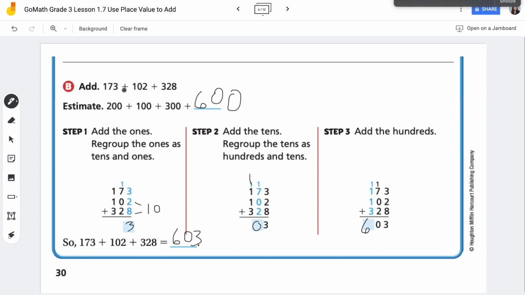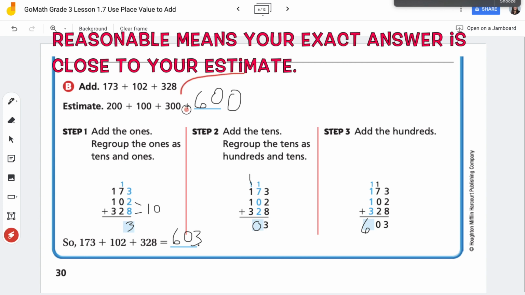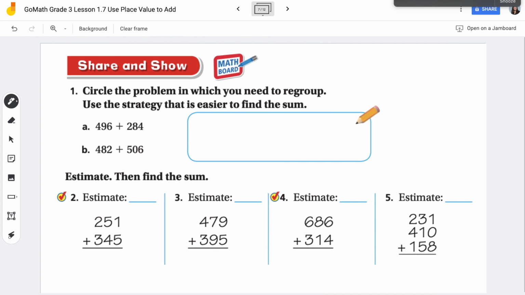So 173 plus 102 plus 328 is 603, which, if we check, pretty close. 600 was our estimate. 603 is our exact answer, that checks out. That's reasonable.